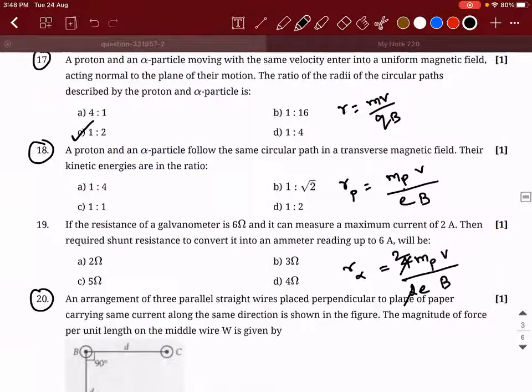There is a proton and an alpha particle which follow the same circular path in a transverse magnetic field. What do you mean by a transverse magnetic field? It is a perpendicular magnetic field. Their kinetic energies are in the ratio of what? So how to solve this problem?